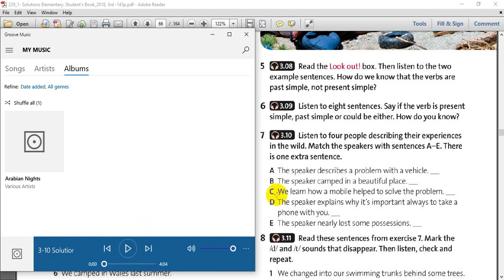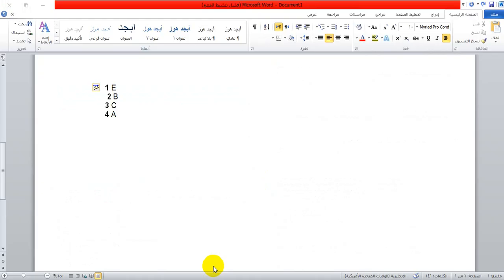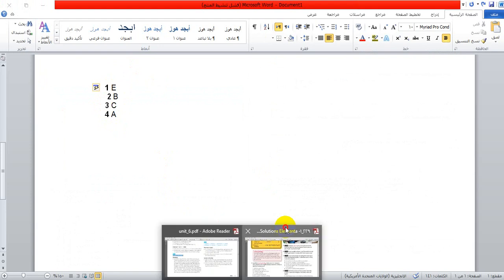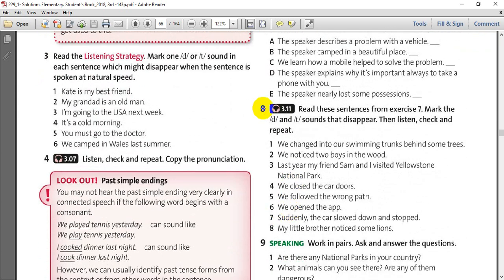So now, number 4, which one? With A. The speaker describes a problem with a vehicle because they said that their car slowed down and stopped. So with A. The answers: number 1 E, number 2 B, number 3 C, number 4 A. So we don't use D because it's an extra sentence. Here the extra sentence.